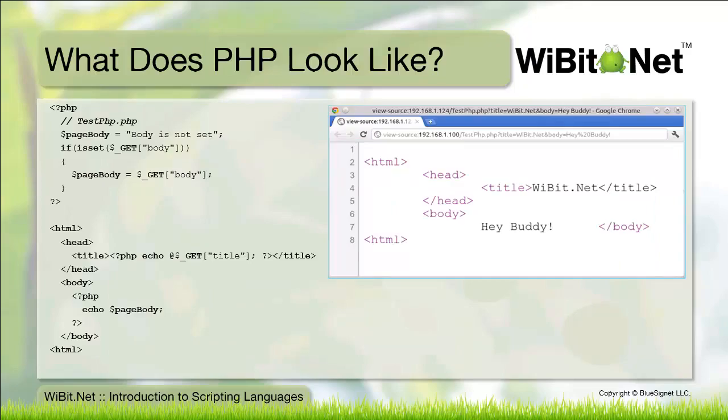So the code on the right is produced from the code on the left. At the top of the PHP script, there is an open and closed PHP tag with some PHP logic in it. We have a variable called page body, and by default, it's set to body is not set. I have some logic to check to see if there is a query string GET parameter called body, which, if you look at the top of the location bar there, you'll see that there is a body equals hey buddy. Set the page body equal to hey buddy, and then the title, which will be coming from the query string, and the page body will be echoed out using PHP. So you can see how we can just kind of inject this logic into a web page, and the outcome of that will be just HTML, at least in this case.